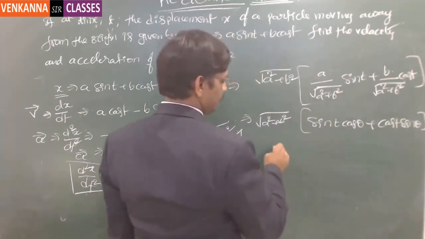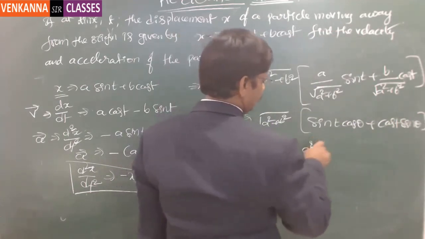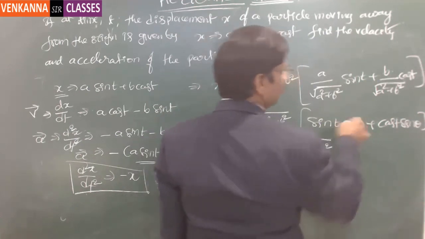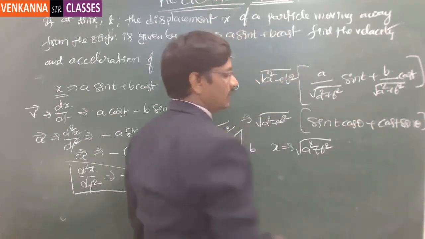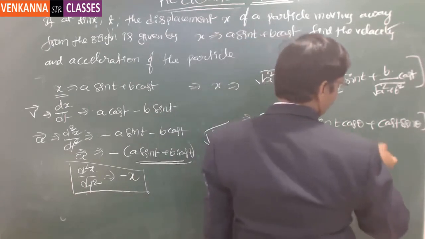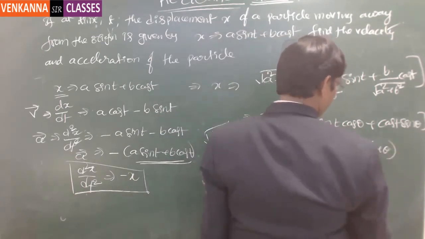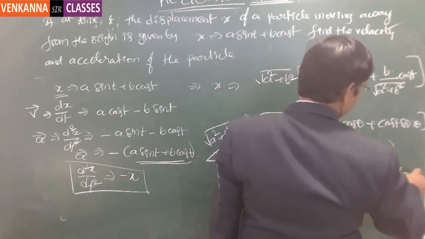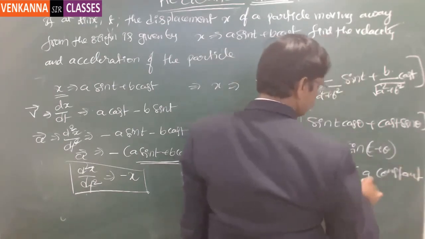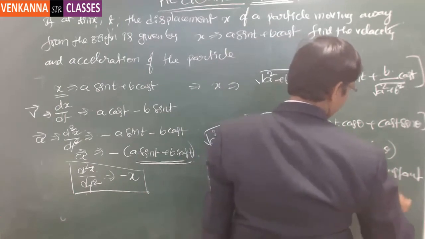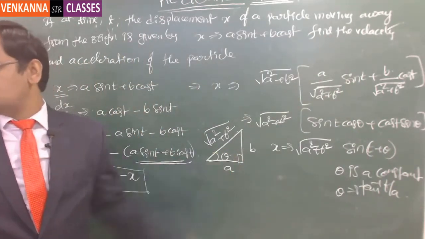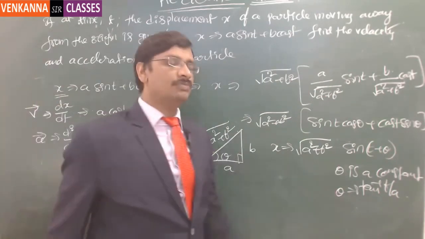So this x I can represent as square root of a square plus b square into sin a cos b plus cos a sin b, which is sin of a plus b, so sin of t plus theta, where theta is a constant. Theta is given by tan theta equal to b by a, so theta can be treated as tan inverse of b by a.